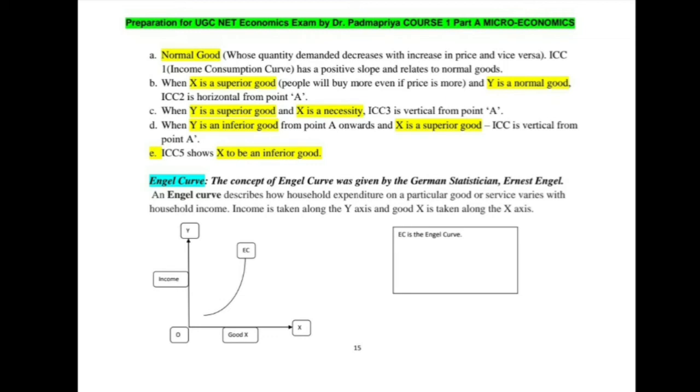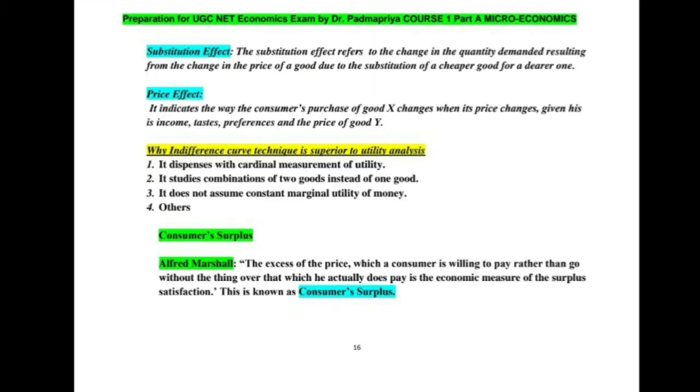Now we come to the question of why it is superior. Why is the indifference curve analysis superior to the utility analysis? Because it dispenses with the cardinal measurement of utility, it studies combinations of two goods, and it does not assume constant marginal utility of money. Now we come to the concept of consumer surplus, which is nothing but the excess of price which a consumer is willing to pay rather than go without a thing.